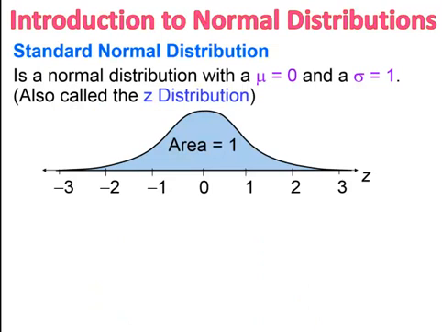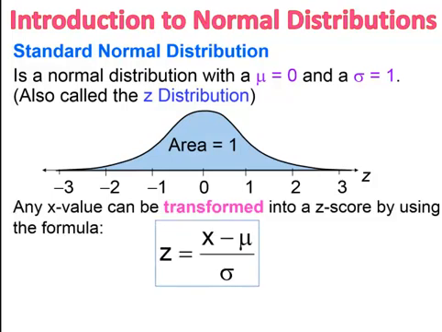So what is a standard normal distribution? A standard normal distribution is a normal distribution with a mean of 0 and a standard deviation of 1. It's also known as the z distribution. The area under the curve, again, will total 1 or 100%. When we have a standard normal distribution, remember the mean is at the center, or at the line of symmetry, for the curve.